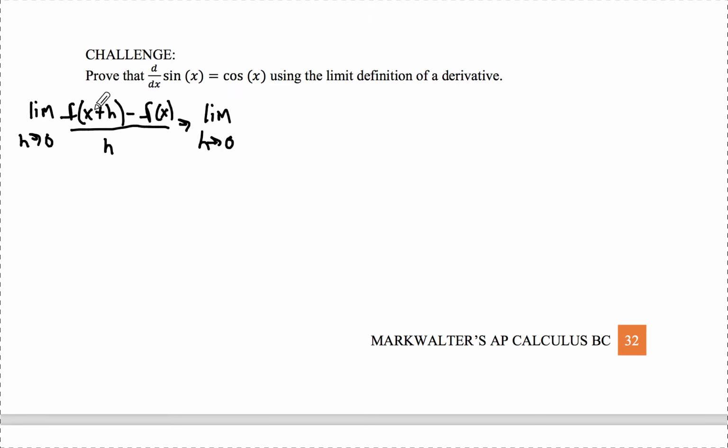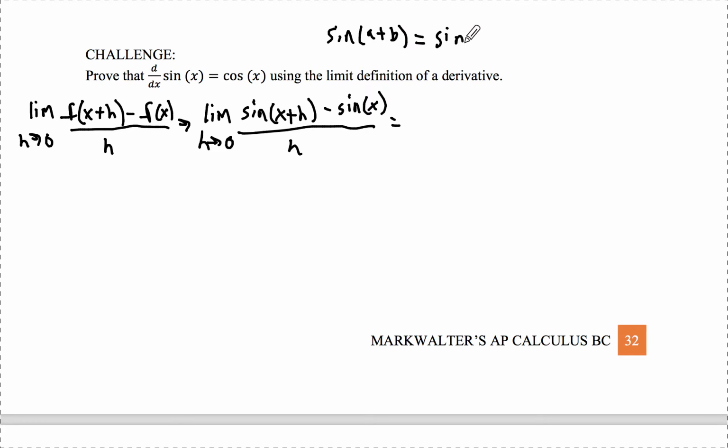Limit as h approaches 0, f of x, in my case, the thing I'm taking a derivative of is sine of x. So this is going to be sine of x plus h. Again, f of x plus h is on the inside, so sine of x plus h minus sine of x all over h. Now this is where we need some of our trig identities. And you might remember that the sine of a plus b is equal to the sine of a times the cosine of b plus the sine of b times the cosine of a. If we use that identity, and in this case a is going to be x and b is going to be h, we can actually do something interesting here.